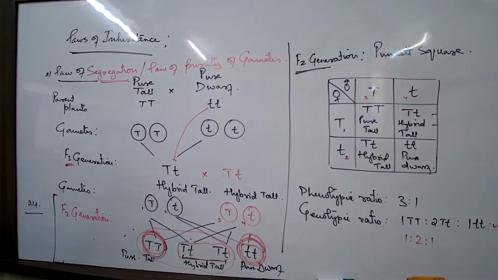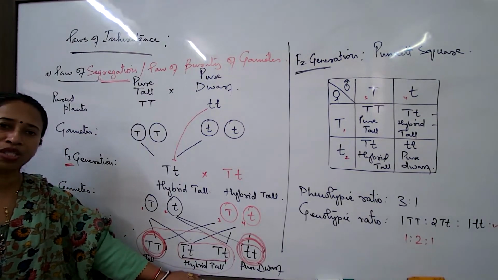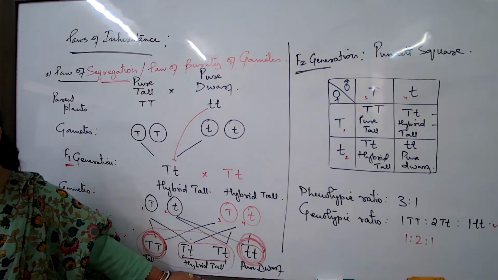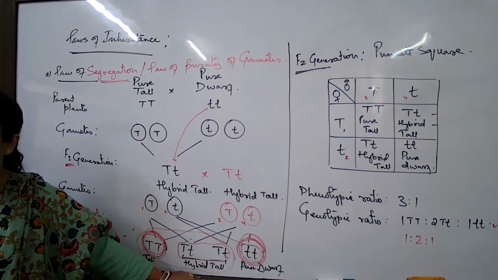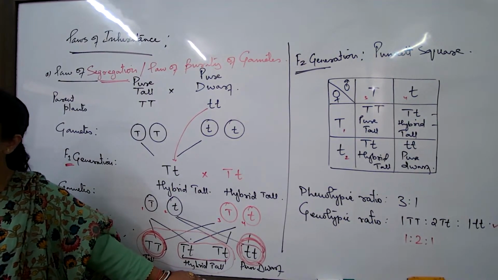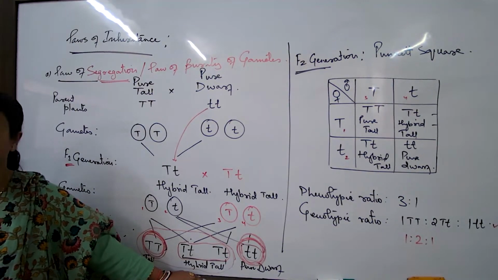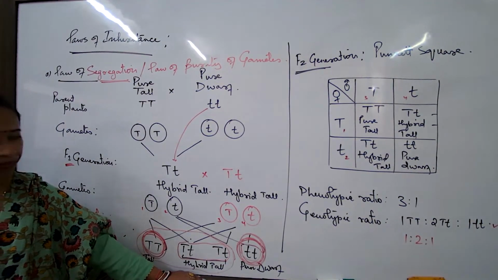Go to number 4. What is the genotypic ratio? Genotypic ratio, you know now what to write. 1:2, 2:1. And one more example to write. Out of the 7 pairs, any one more character and its 2 traits to write down. That you write down on your own. Any one character and the 2 traits.